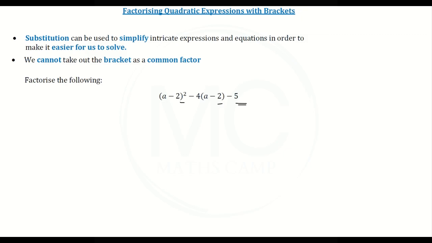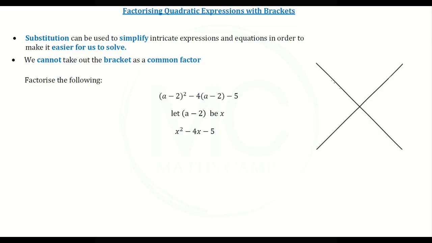We use substitution. In the past, we've been working with a lot of examples where x is the variable. So let's change the bracket a minus 2 to the variable x. To do this, we say let a minus 2 be x. Now we can substitute x into the positions of the brackets in the expression up here. So here we have a minus 2. So we're going to say x squared minus 4(a minus 2), which becomes minus 4x, and the constant minus 5. Now we can factorize this expression.